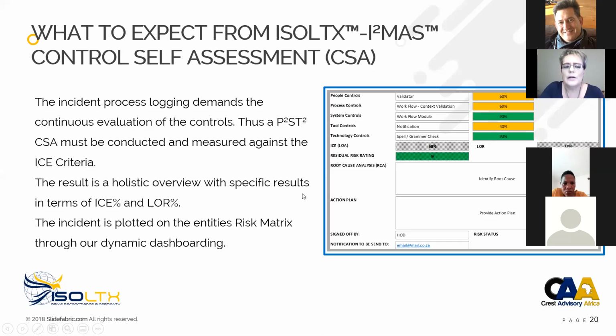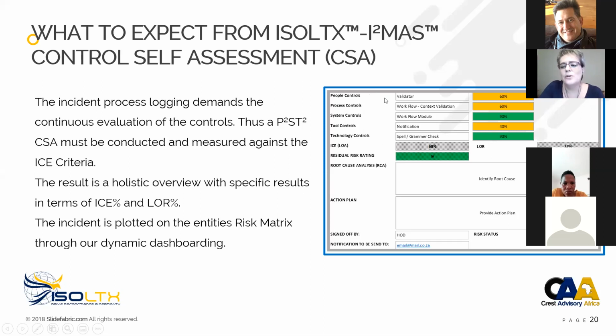Then when we look at this, and this is what makes I2MAS different from any other incident management system, we actually looked at your controls to say, when this incident occurred, what controls did you have in place? And then according to that and a specific matrix that we are using, we measure the strength of that control. You will see here it is broken down into people, controls, process, system, tools, and technology.